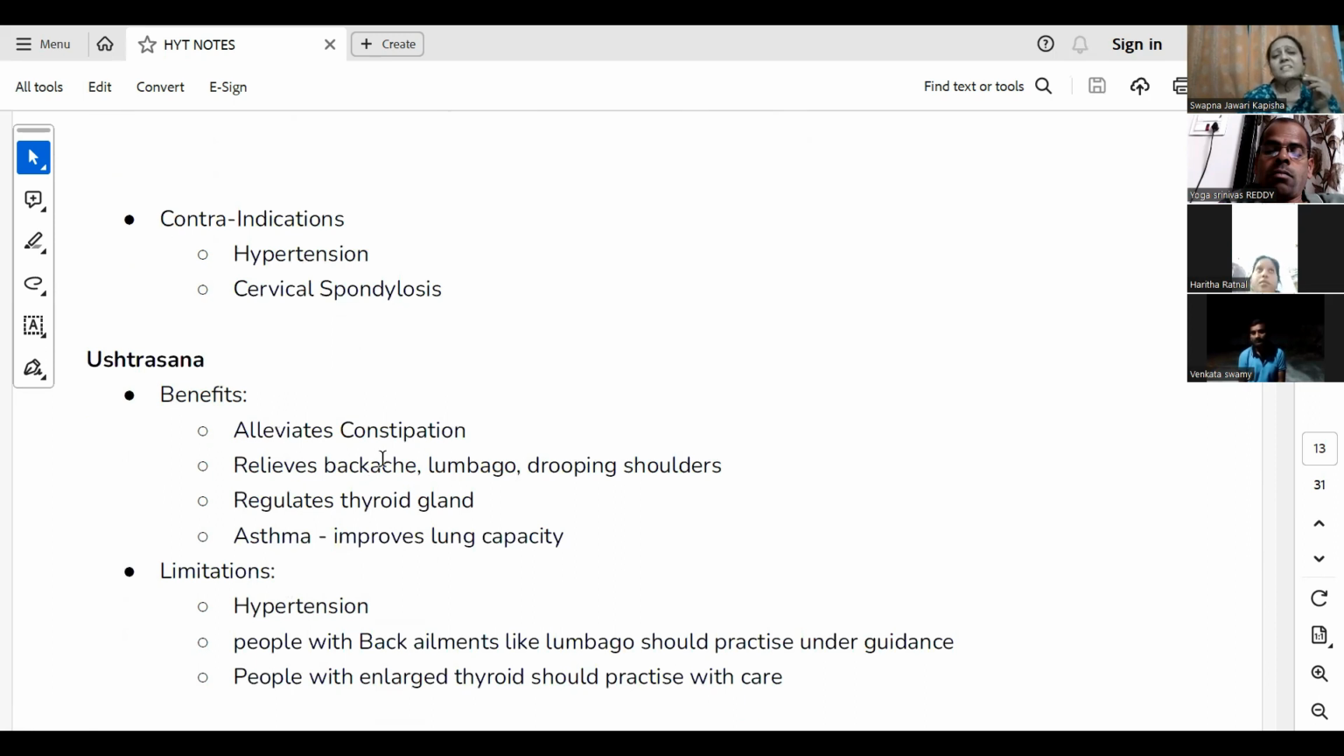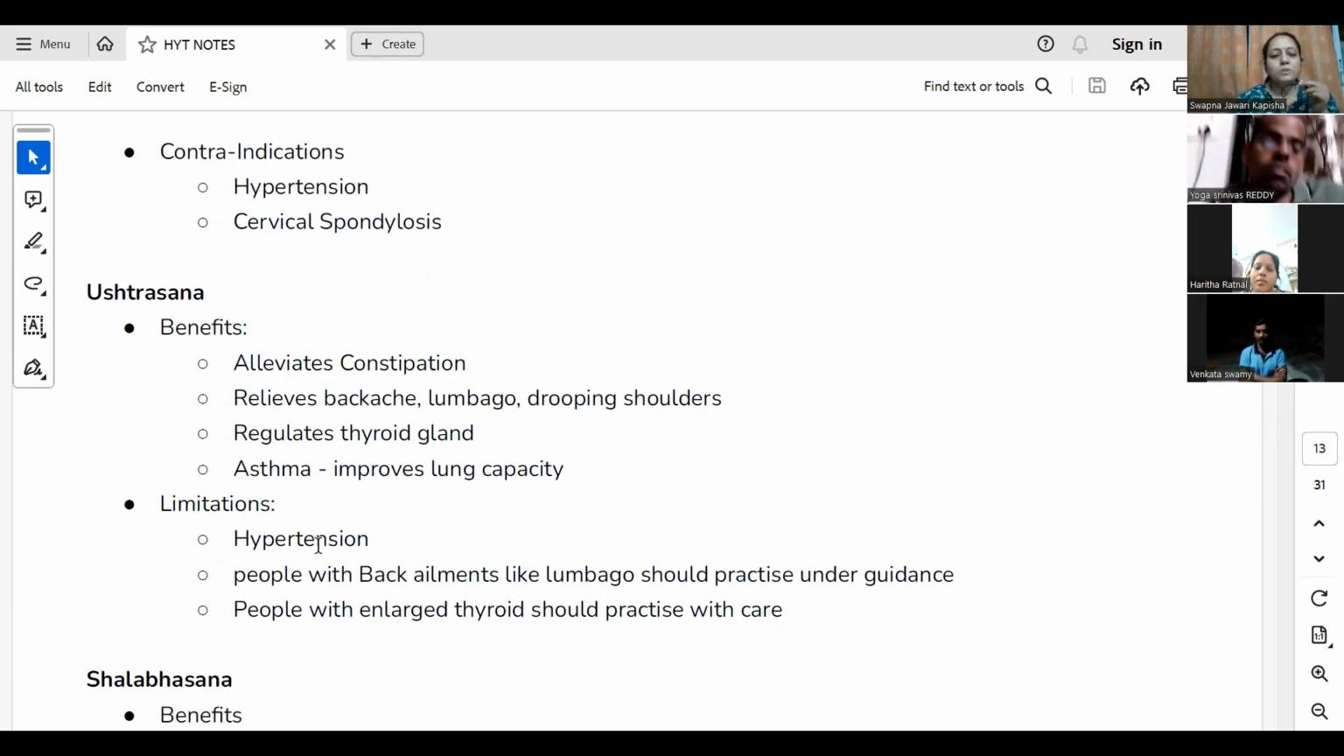Ushtrasana decreases constipation, relieves backache, and all spinal related problems are decreased. Drooping shoulders, that is Guni. Some people have this problem known as Guni, where the shoulders will be dropped like this. So drooping shoulders would be corrected with the help of Ushtrasana. It regulates the thyroid gland, very good for thyroid. And asthma, it improves the lung capacity.